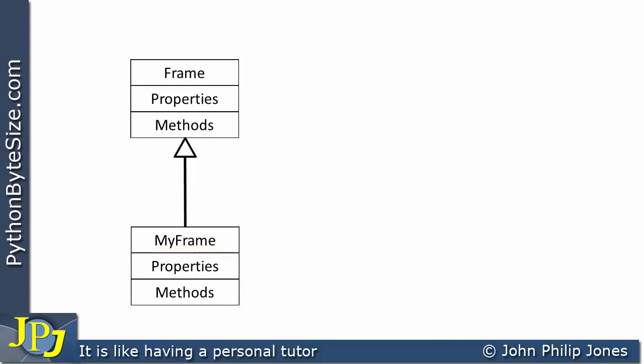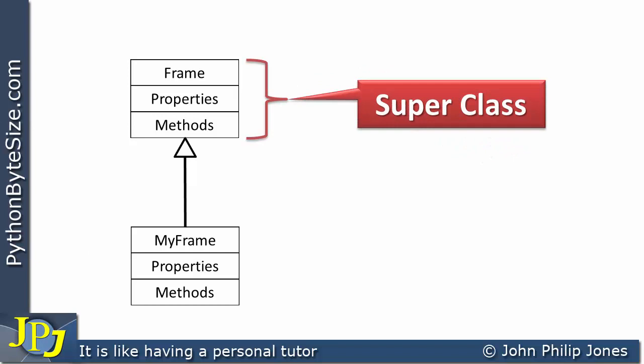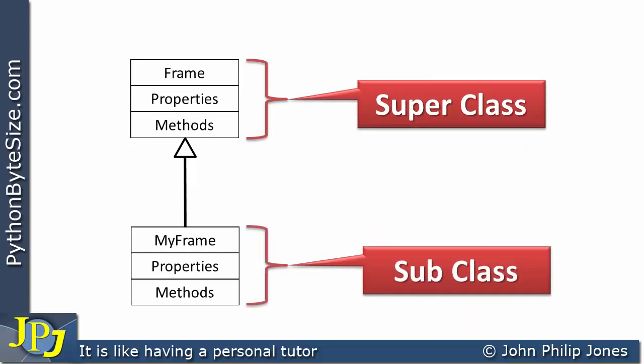Let's consider the terminology surrounding the use of inheritance. When we look at this diagram here, we can see that myFrame and Frame are examples of classes, and myFrame is inheriting from Frame. Now when we have this relationship, it is usual to refer to this as the superclass and this one here as the subclass. So myFrame is the subclass because it is inheriting from Frame, and Frame is the superclass as it is being inherited from.